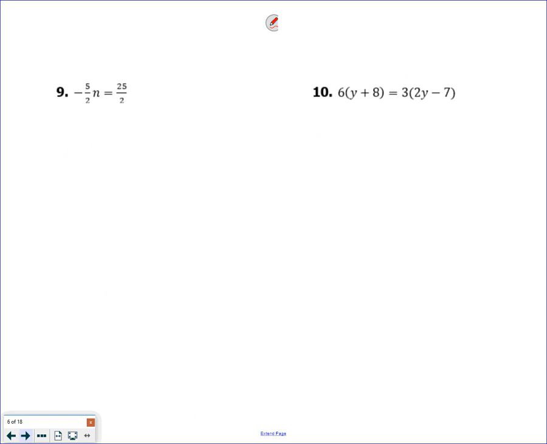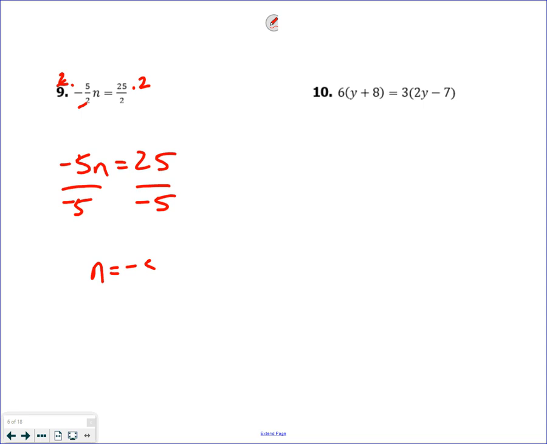Again, we see fractions. Anytime I see a fraction, I can always multiply by the denominator to get rid of the denominator in the fraction. And now inverse operation, I would divide both sides by negative 5, and the answer would be negative 5.